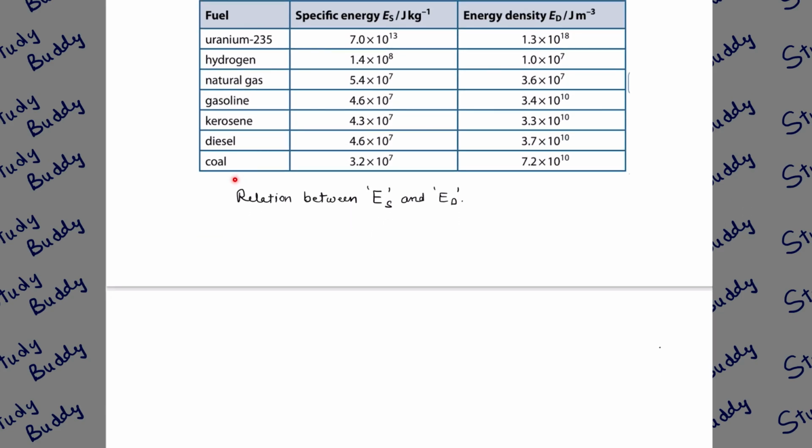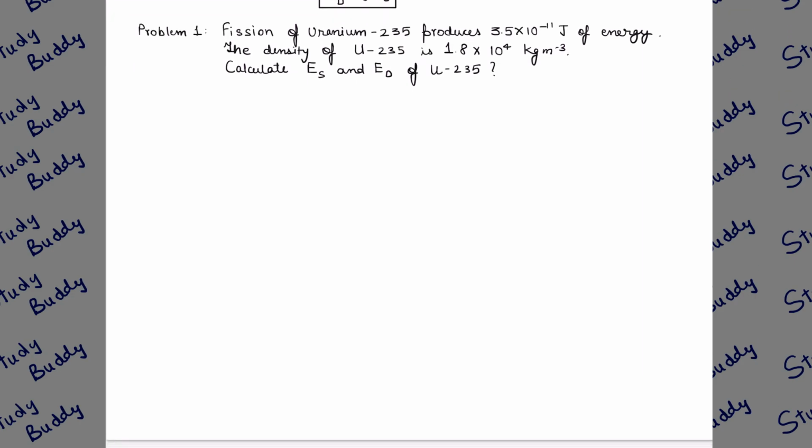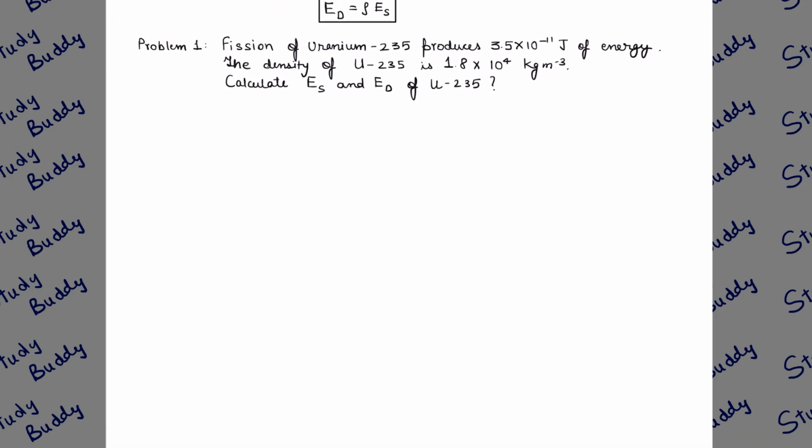Now let us look at a relation between ES and ED. So if you divide ED over ES, you will get M by V, that is density. So we can say ED is equal to rho times ES. Let us practice some questions based on this.